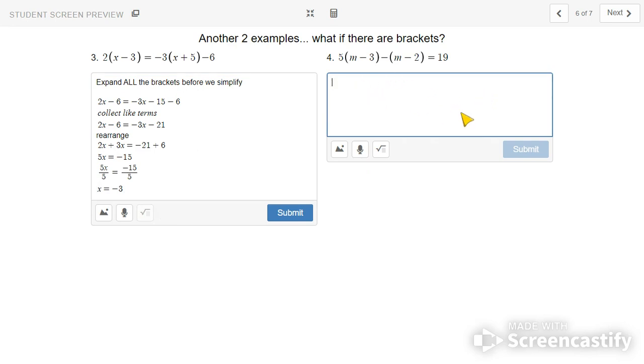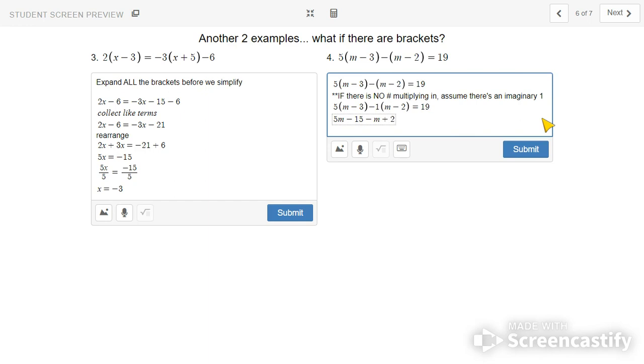Let's do another one. Now in this case, if I'm subtracting, remember that if there is no symbol or no coefficient, the assumption is that there's a 1. So what that means is my equation here, there's a negative 1 that needs to be multiplied into the bracket. So 5m minus 15 minus m plus 2 equals 19.